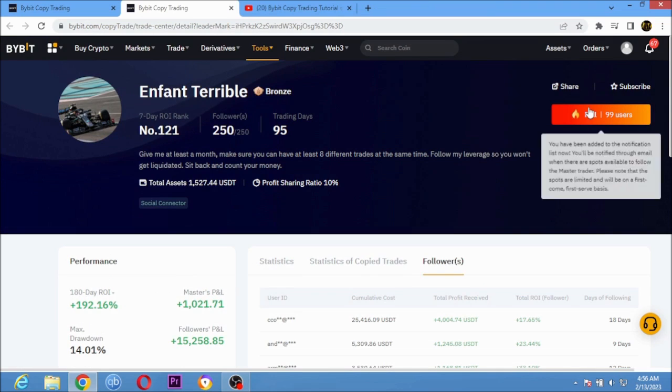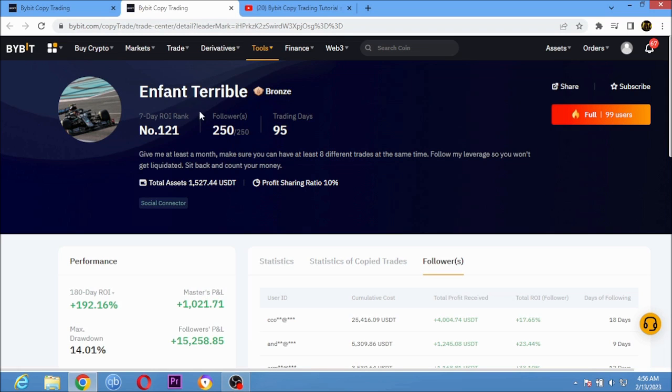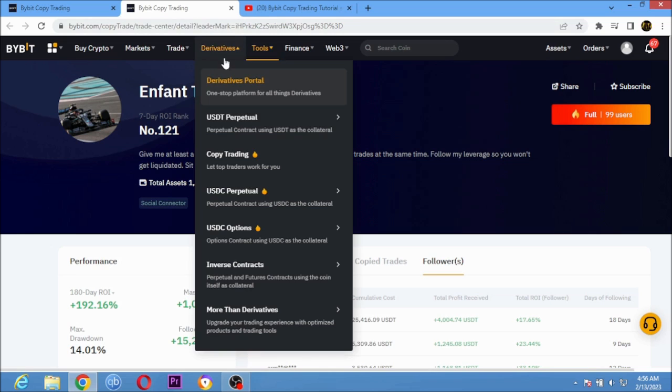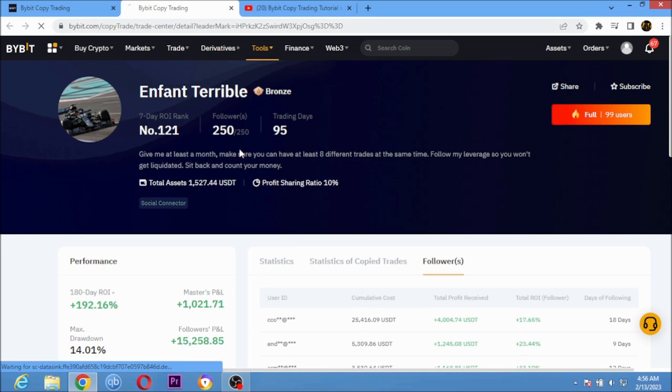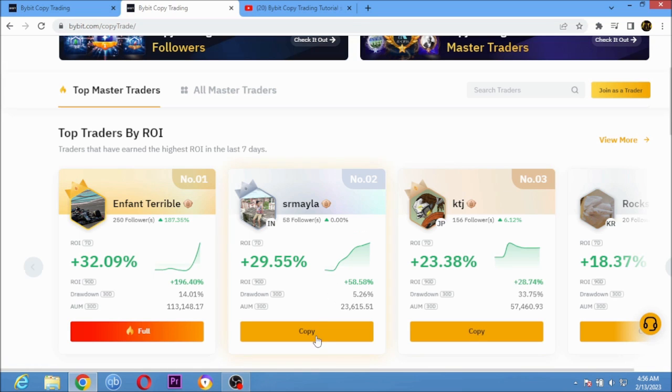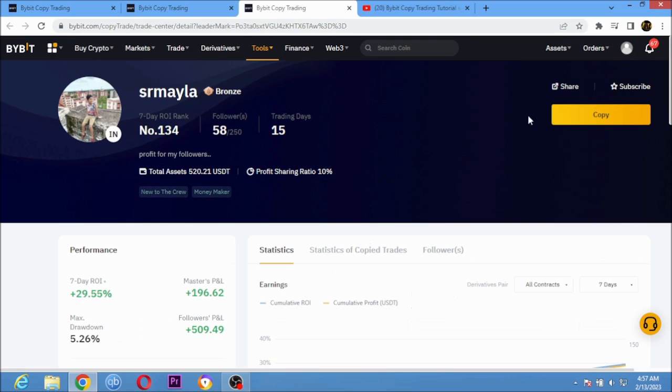But unfortunately this one is full. He cannot allow any other person to copy his trades, because now his followers are 250. It does not go beyond that. But if at all you are good with that, if you have made your research, you can always go and click copy. Just come here and click copy to copy the trade.